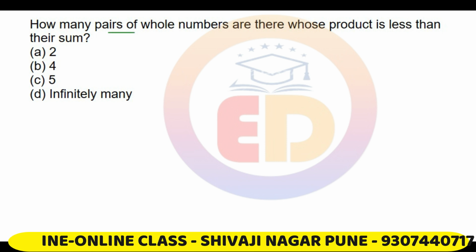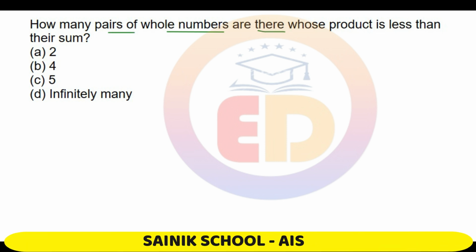How many pairs of whole numbers are there whose product is less than their sum?